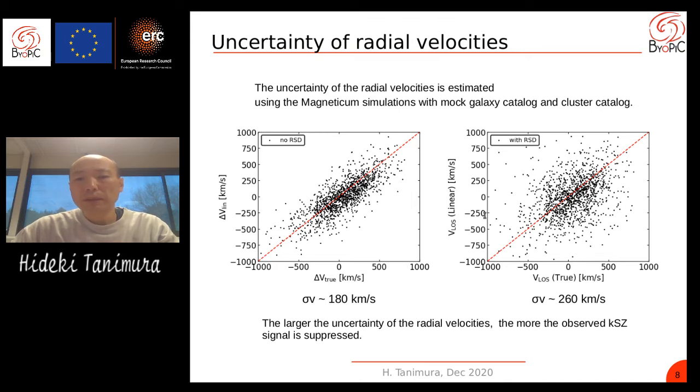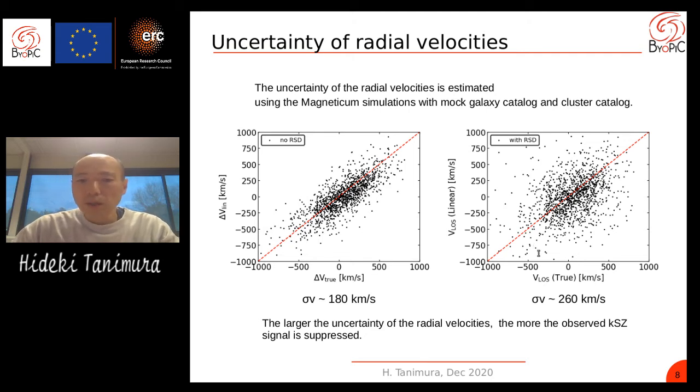We also estimate the uncertainty of the radial velocity using the Magneticum simulation with mock galaxy and cluster catalogs. First, if there is no redshift space distortion, the linear velocity correlates well with the true velocity with an uncertainty of 180 km per second. But after including the RSD, the correlation is weaker and the uncertainty increases to 260 km per second.